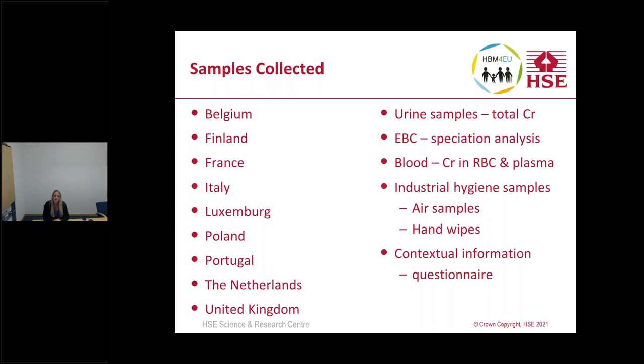And then for the full working shift, industrial hygiene samples were taken. So the workers wore personal air samplers, and hand wipes were taken at the beginning of the shift, before they went for lunch, after lunch, and then at the end of the day. Blood samples were taken for red blood cells and plasma, and then contextual information was gathered by a questionnaire.